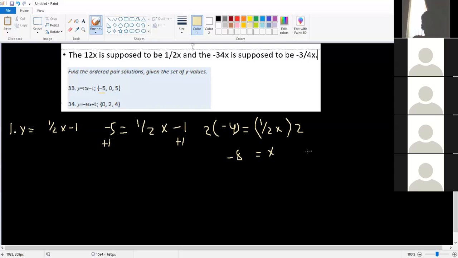Yeah. Okay. So the ordered pair is -8, -5. X coordinate, Y coordinate. Okay, so since this made sense, let's do the second y value. So what do you do now? So first you just put 0 for y.